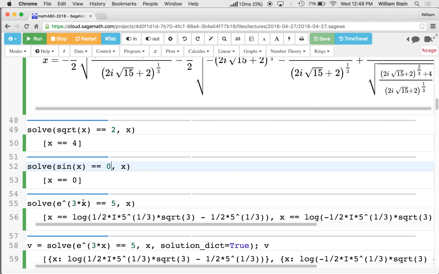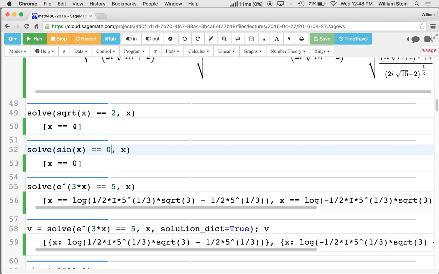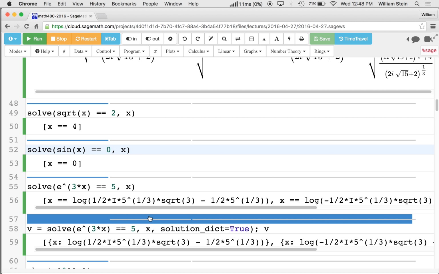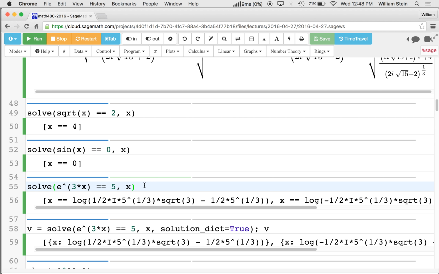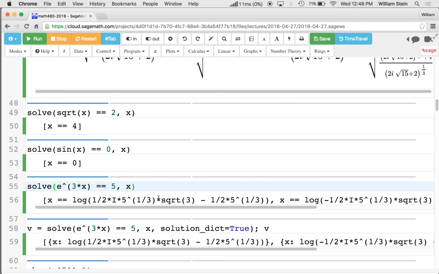And this, again, on line 55, doesn't involve a polynomial. It involves e to some power equals something else. This is the sort of thing that you know from pre-calculus or high school, that you can solve by taking logarithms of both sides and then playing around. But it's all automated in here. And as you can see, when you solve, it gives you back a nice answer. Well, I mean, it is what it is.